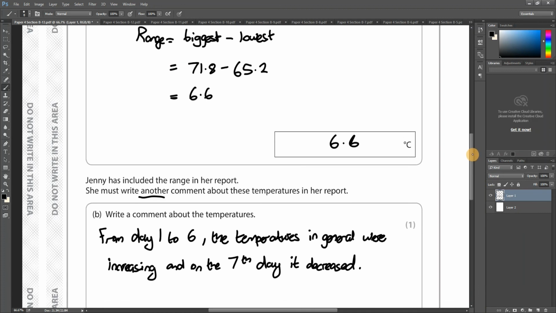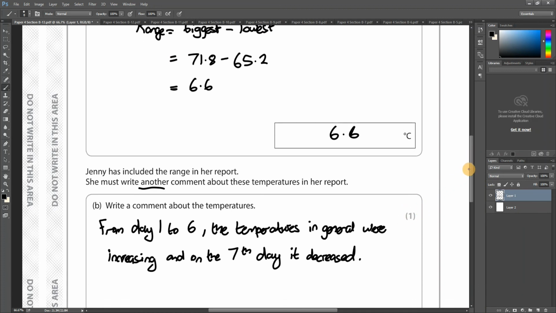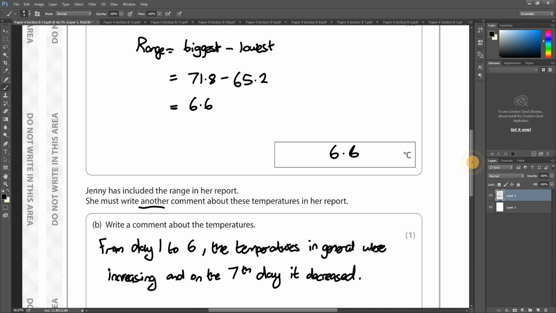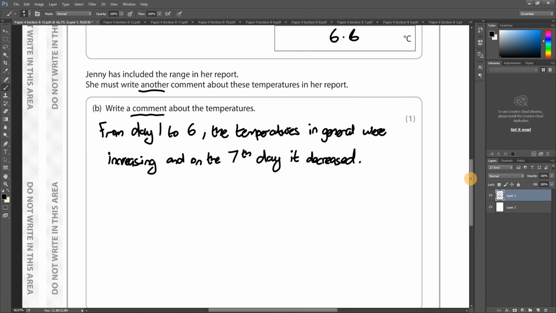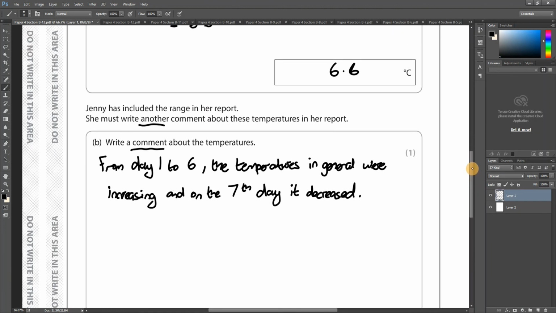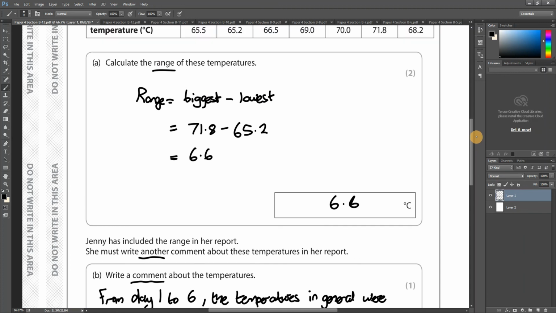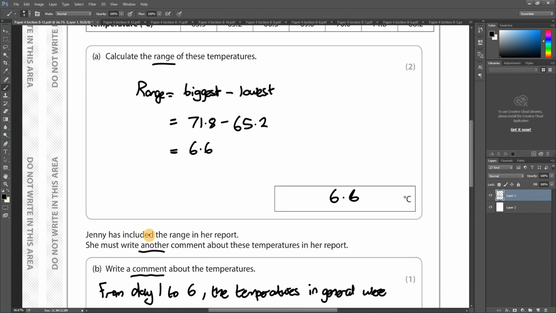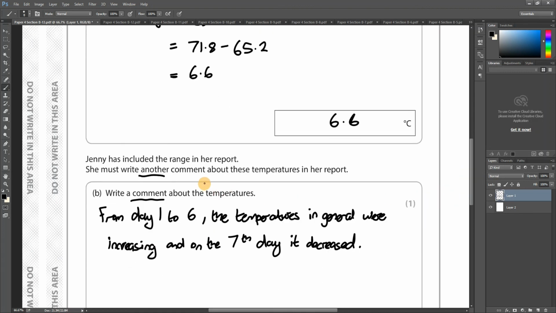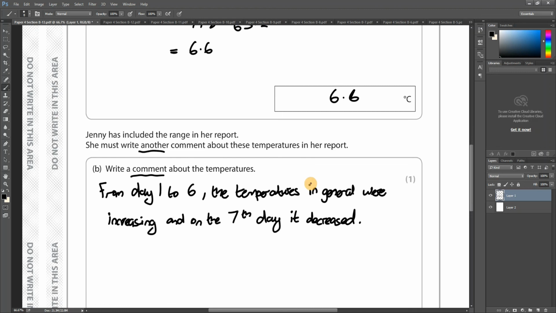Yeah, it's just a short sentence, you don't need to go crazy, it's only 1 mark. And you have to write a comment, by the way. You can't show any working out. They want you to write a sentence, basically, what's going on. And don't start writing about the range again. It wants you to do another comment. So do read these questions carefully and see what it's asking for. I did see a lot of people start talking about the range again, which is completely wrong.